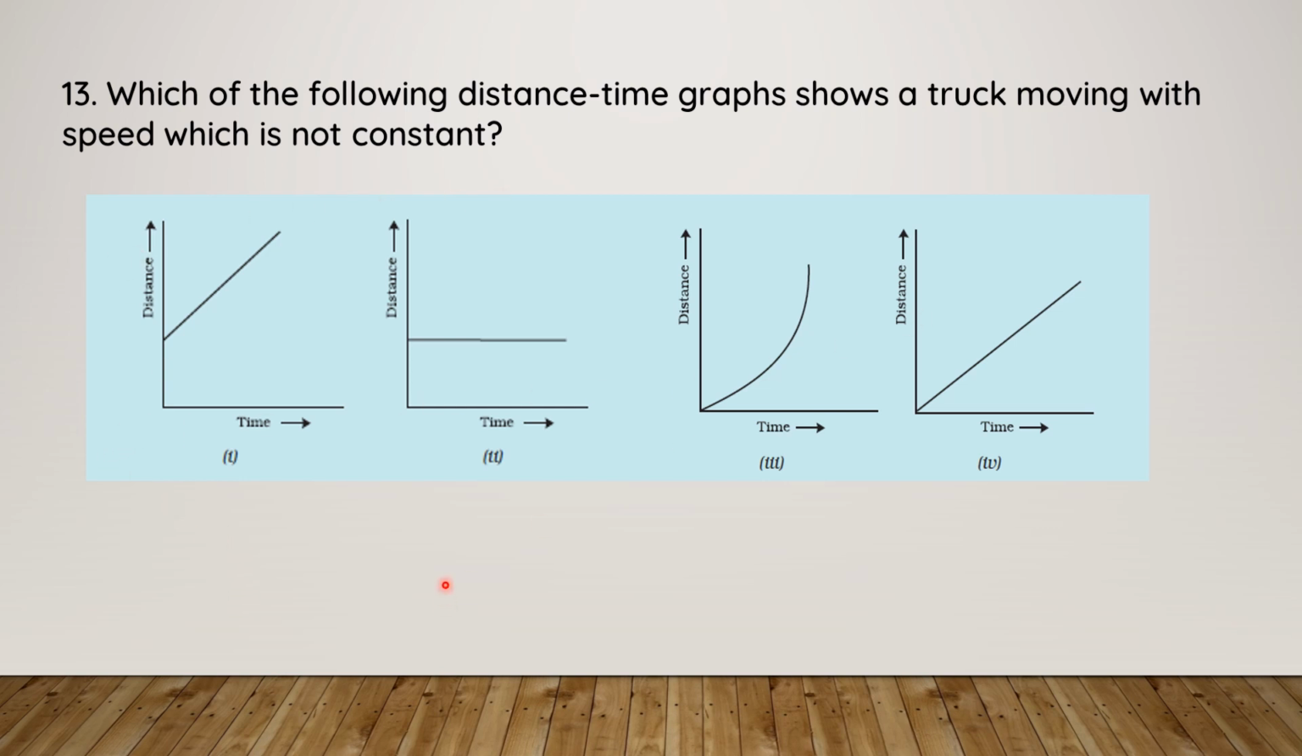So which graph is not constant like that? This third one. See here in the graph, first it is moving like this, then up, then down like that. So that is not constant. So the answer is the third one. You can mark this in your textbook.